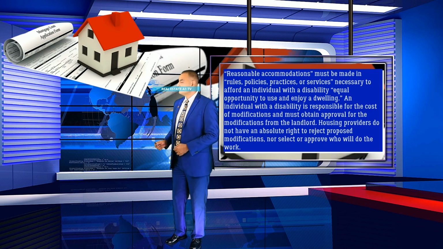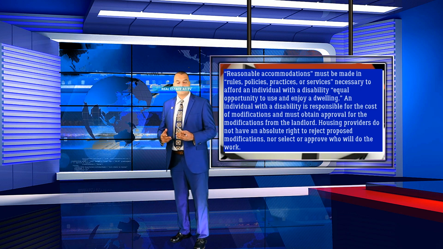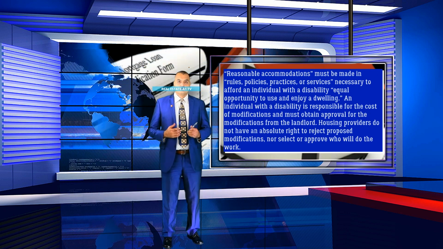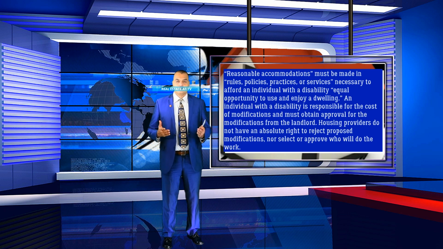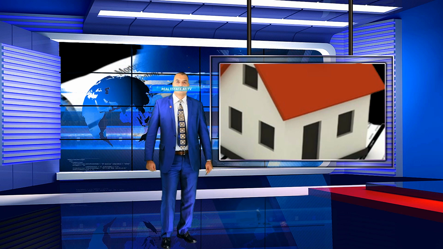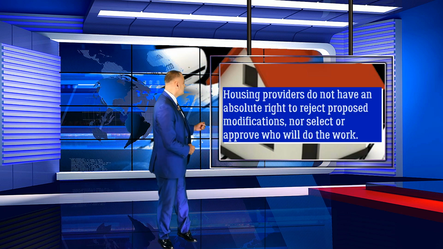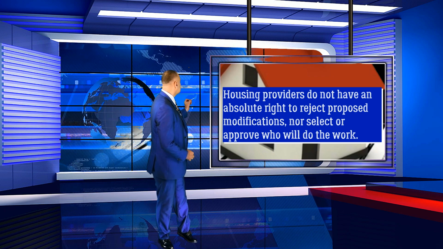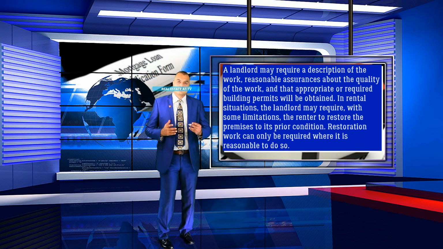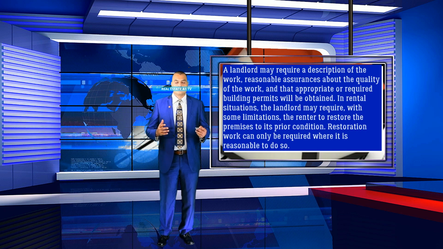Reasonable accommodations must be made in rules, policies, practices, or services necessary to afford an individual with a disability equal opportunity to use and enjoy a dwelling. An individual with a disability is responsible for the cost of modifications and must obtain approval for the modifications from the landlord. Housing providers do not have an absolute right to reject proposed modifications, nor select or approve who will do the work. However, a landlord may require a description of the work, reasonable assurances about the quality of the work, and that appropriate or required building permits will be obtained.